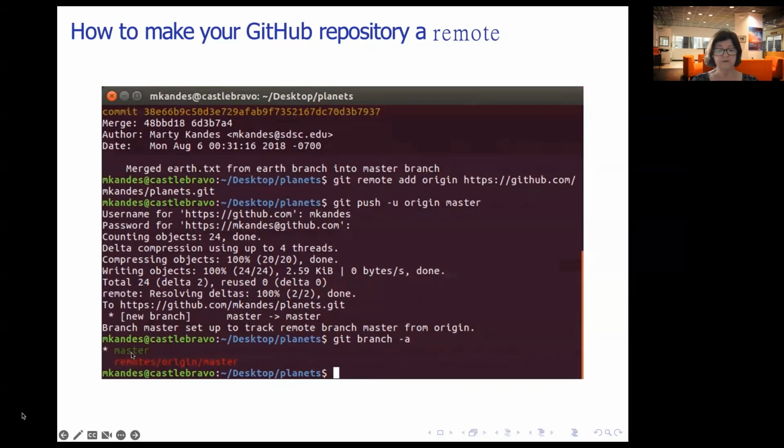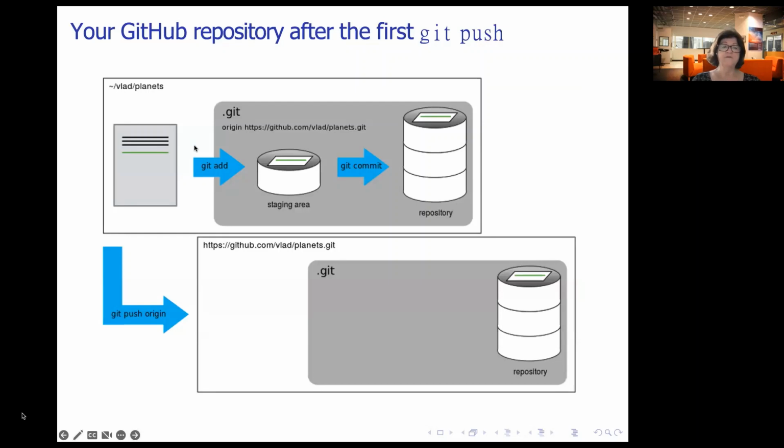And then git branch -a tells me all my branches, and I've got the remote and the master locally. So what is happening is the planets locally are going to get pushed to the remote. Now GitHub is called the origin, and then I have my local copy of that repository. So I've now converted my local repo into a repo hosted on GitHub.